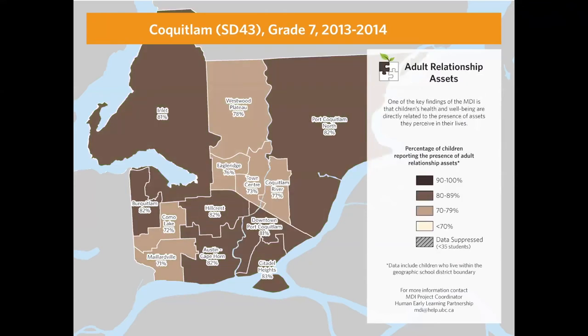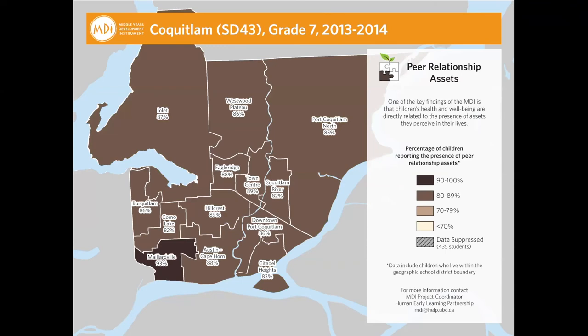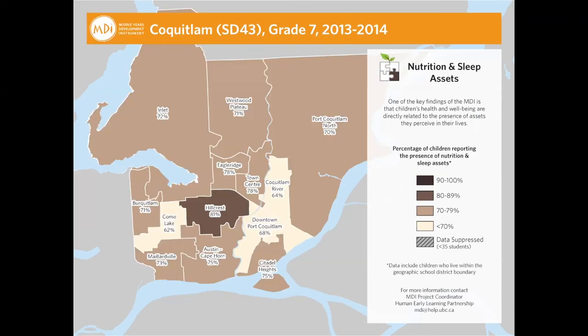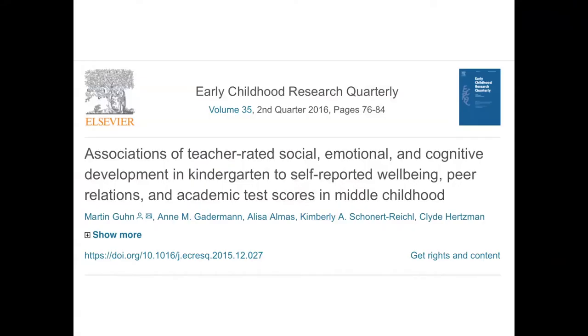What we also do is we map these social assets: adult relationships, peer relationships, after-school activities, and nutrition and sleep. And when you put them all together, you find a very, very strong linear relationship between the number of assets that are present at a child or community level and the overall thriving index. So it really filled a gap in terms of understanding the social environment of children during the middle years period.